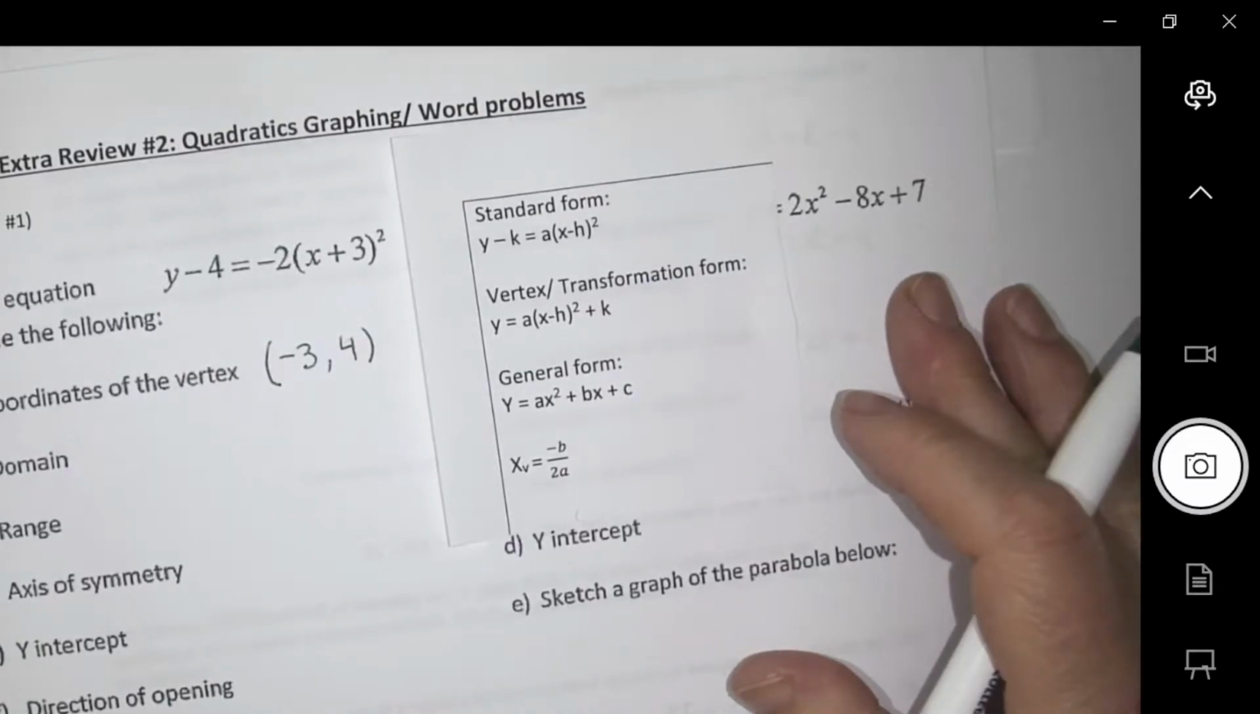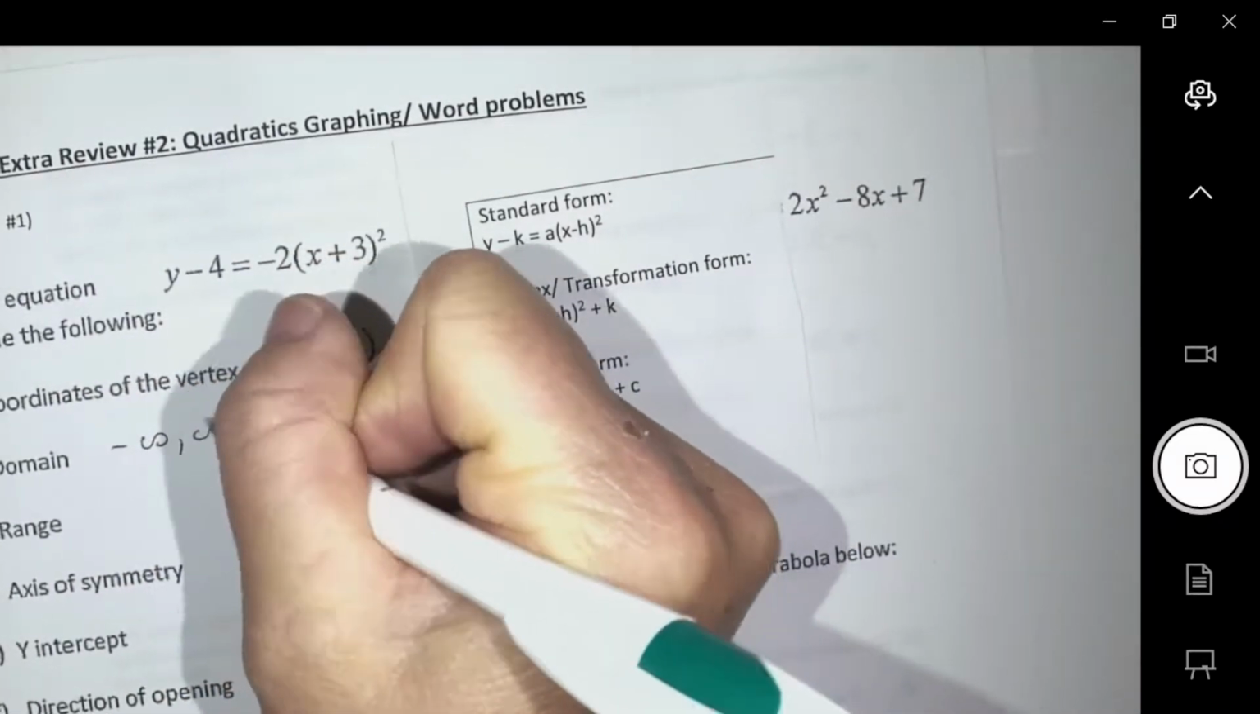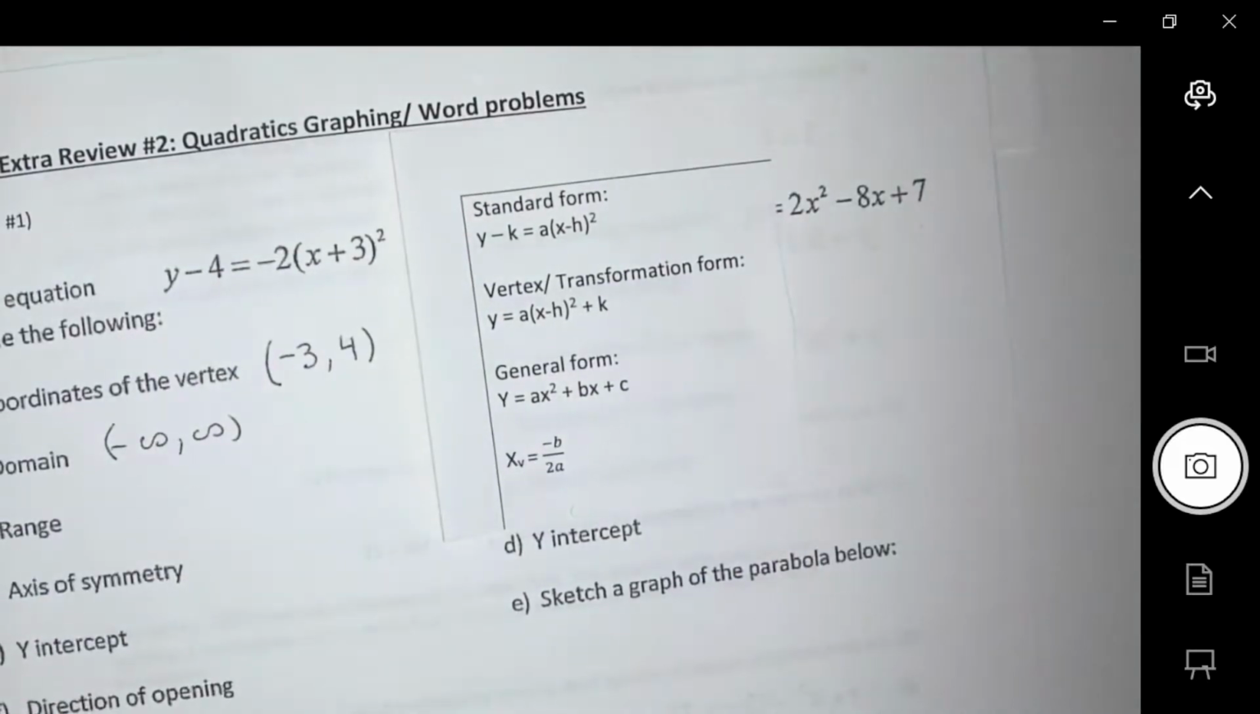Okay, the domain. What's the domain of any parabola? Hopefully that's a free point on the test. Okay, but make sure it's in that order. Sometimes I get people who write me positive infinity to negative infinity. Okay, that'd be like reading a book backwards. You don't do that.